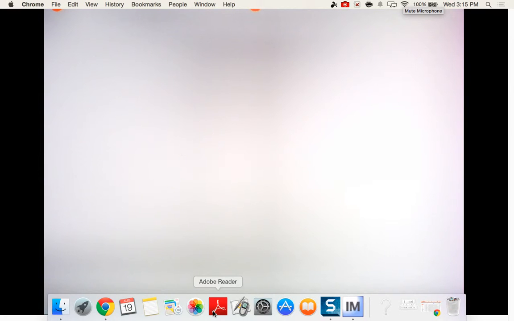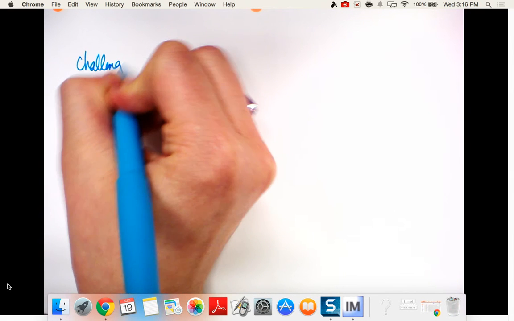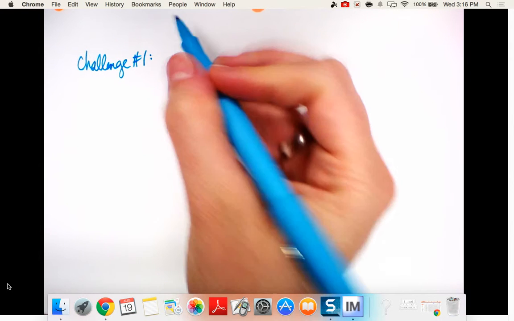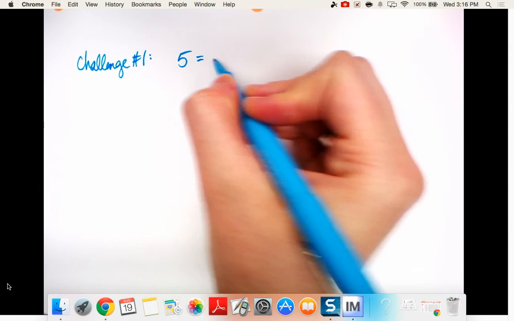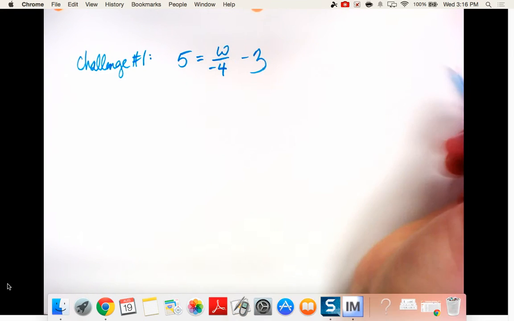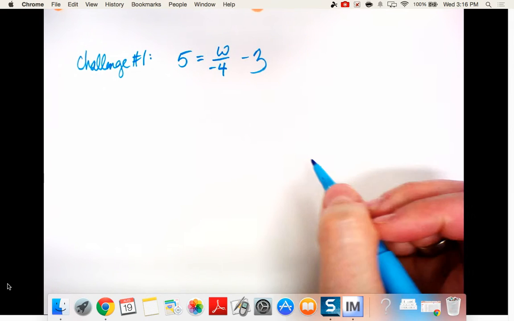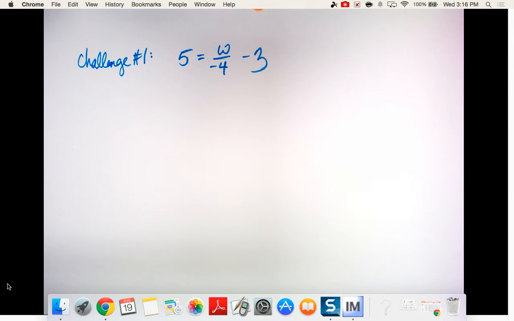I'm going to do the 1.2 homework problems that we went over today in class. So I'll start with challenge 1. Challenge 1 is 5 equals W divided by -4 minus 3. And the directions state to solve for the specified variable, and in this case the variable is W. So the goal of solving an equation is to isolate the variable.